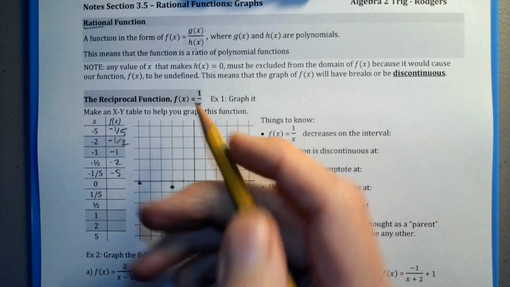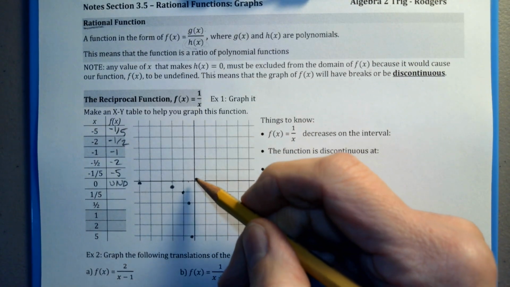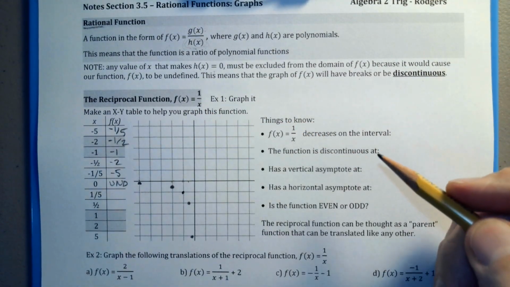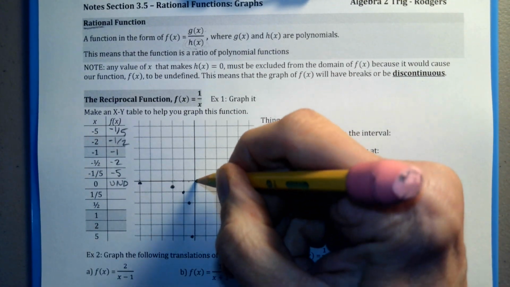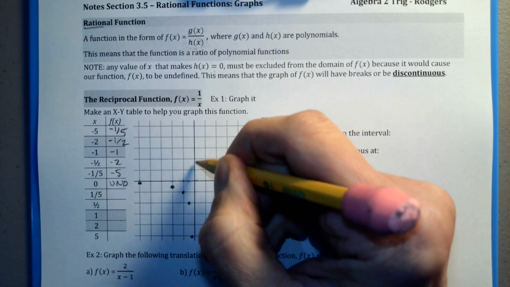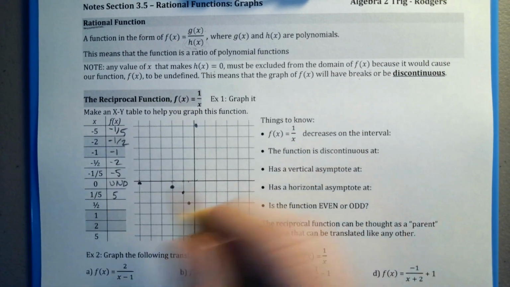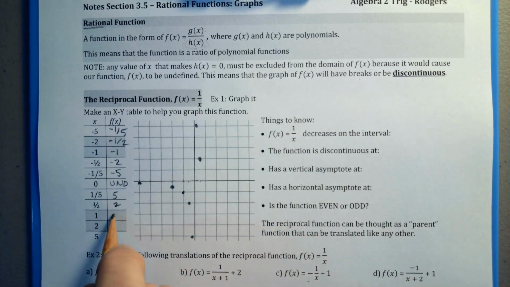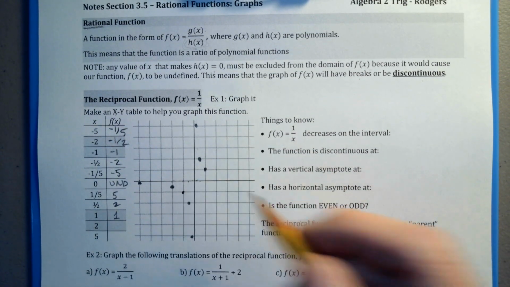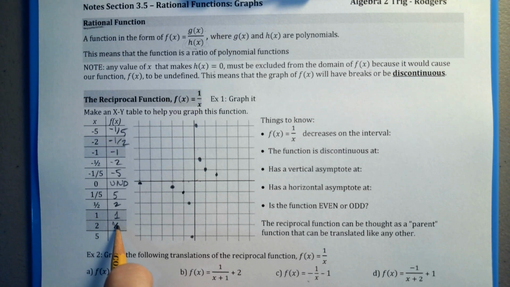And what happens if I put in 0? Well, that's undefined. Right? So we can't plot that point because it makes our function undefined. All right, so let's go and try some positive things then. So what about 1/5? That would be 5. So up here. And if I go over a half, that'll be up at 2. If I do 1, it'll be 1. 2 will be a half. And 5 will be 1/5.